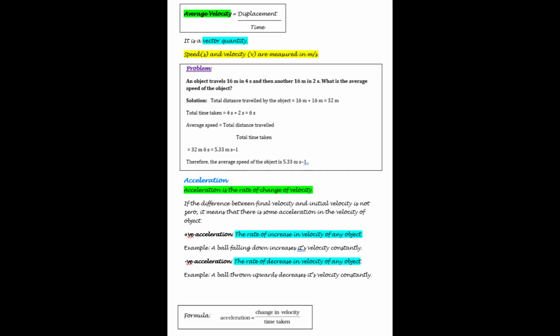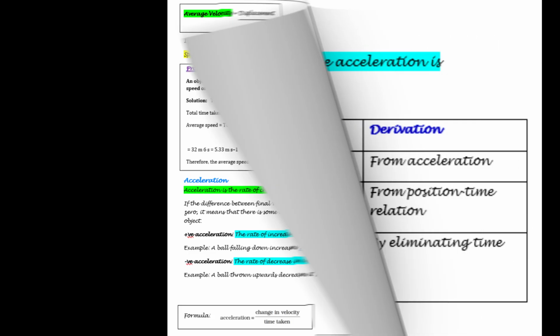Numerical example. An object travels 16 meters in 4 seconds, and then another 16 meters in 2 seconds. The total distance is equal to 32 meters. The total time is equal to 6 seconds. Average speed is equal to 32 divided by 6, which is equal to 5.33 meters per second.